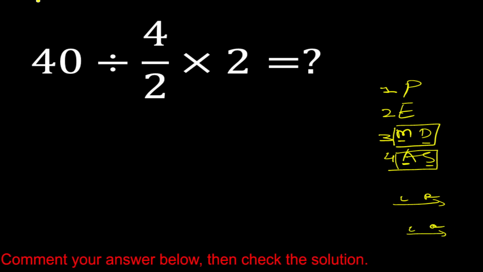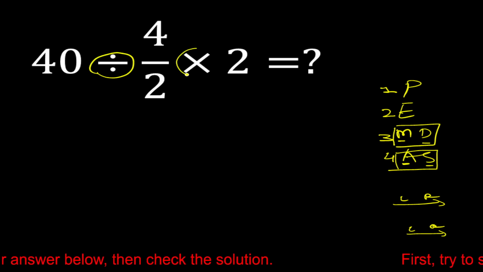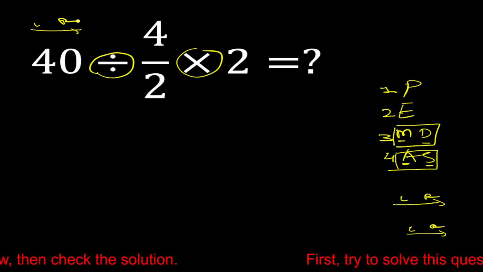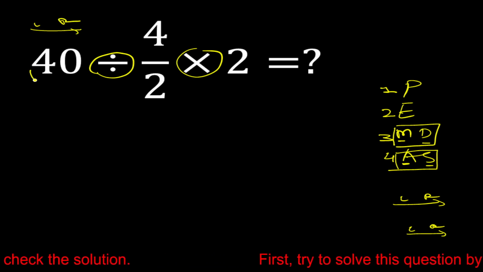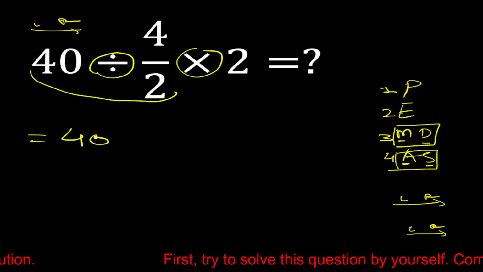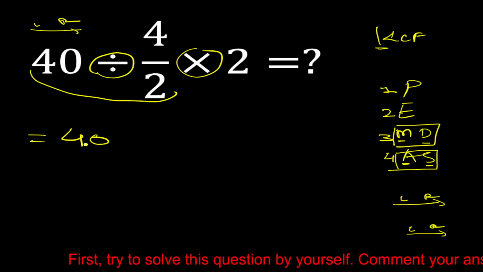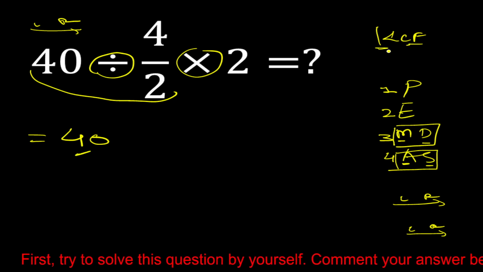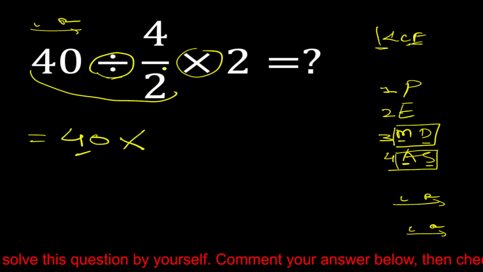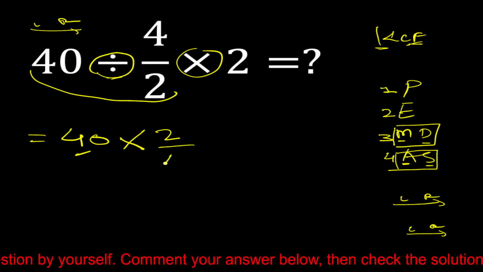Okay. So in this equation, here is one division and here is one multiplication. Both have equal priority, so we have to solve it from left to right. Okay. So first we have to solve this part. Okay. So it is equal to 40. Now, according to the KCF rule, K means keep this 40 as it is, the same. C means change this sign from division to multiplication. And F means flip this fraction. 4 by 2 is equal to 2 by 4.